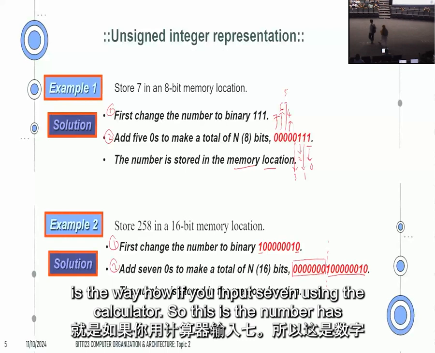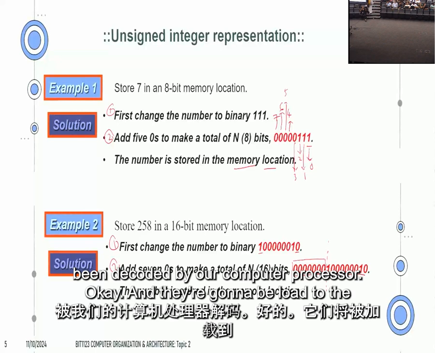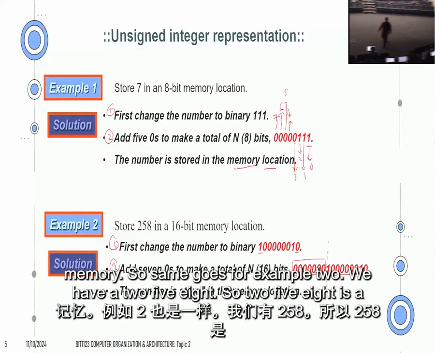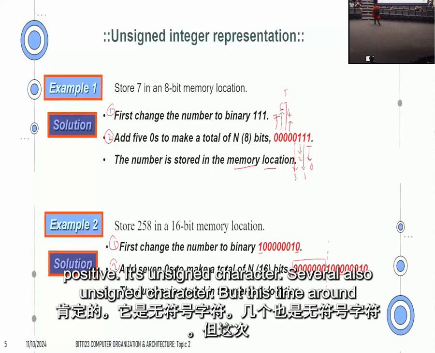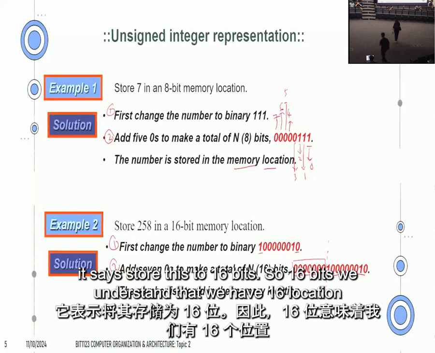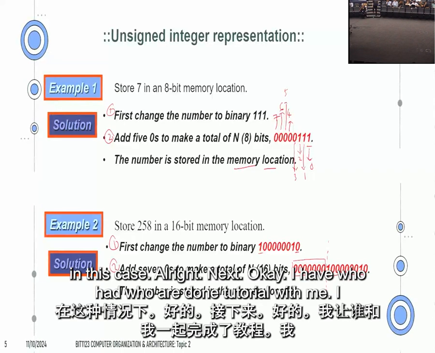So this is the way, if you input 7 using the calculator, this is the number that has been decoded by our computer processor, and it is going to be loaded to the memory. Same goes to example 2. We have 258, which is unsigned, and 7 is also an unsigned character, but this time around it says store this to 16 bits. So 16 bits, we understand that we have 16 locations in this case.